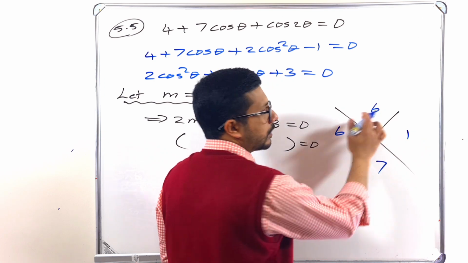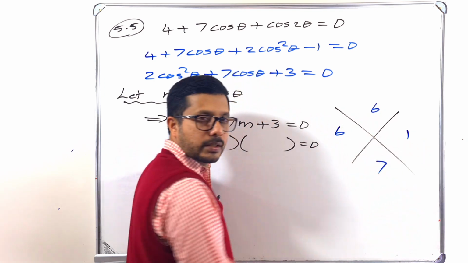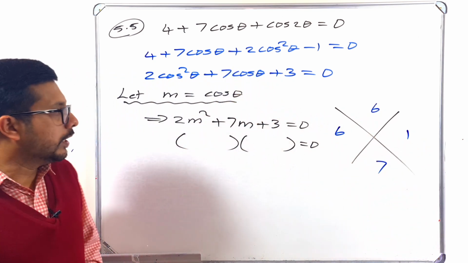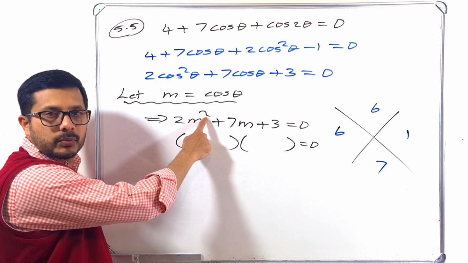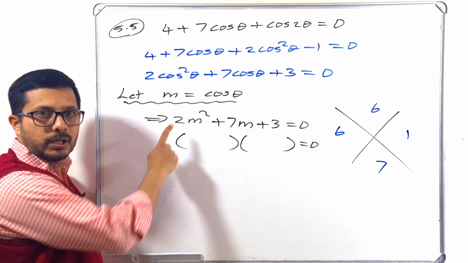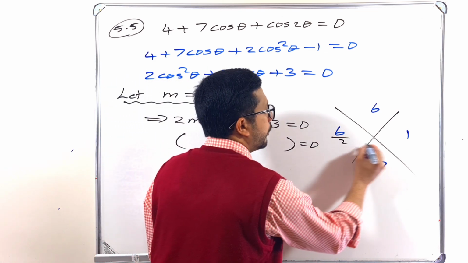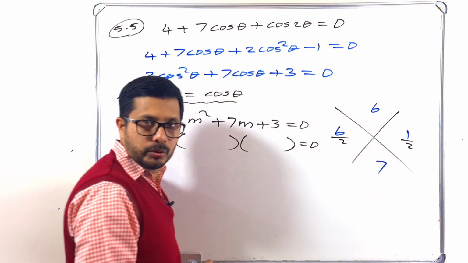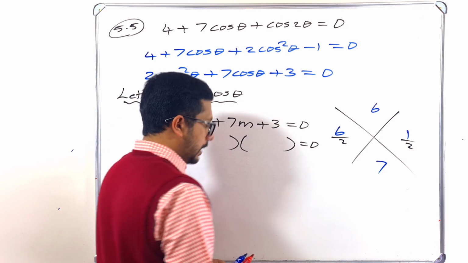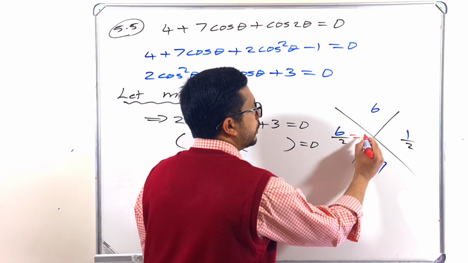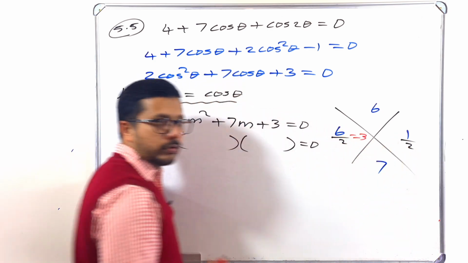6 times 1 is 6. 6 plus 1 is 7. Okay, now what you have to do is, what is the coefficient of m square? It is 2. So you divide both of these numbers by that 2. What is the answer here? 6 by 2 is 3, and this is 1 over 2. Just leave it like that.